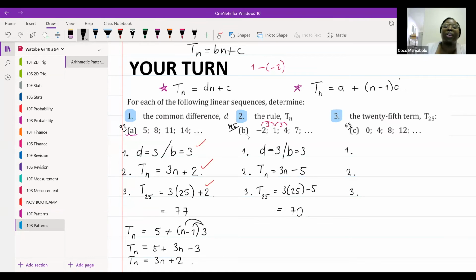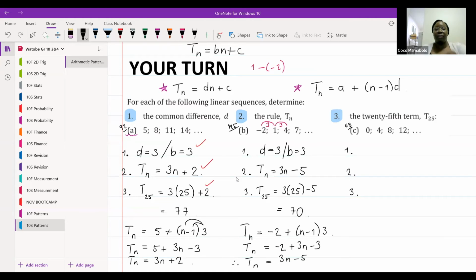Oh, sorry, I'm so sorry. I will write it back down. -2 plus (n minus 1) multiplied by 3. I completely forgot. I just assumed that everybody had already done it correctly. -2 plus 3n minus 3. Therefore, Tn is equal to 3n minus 5. Yes, correct. You are super fast. Asbonga is already done with question 3 because she's just flying through it.